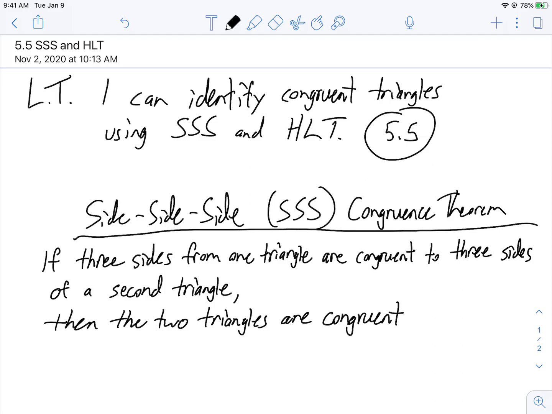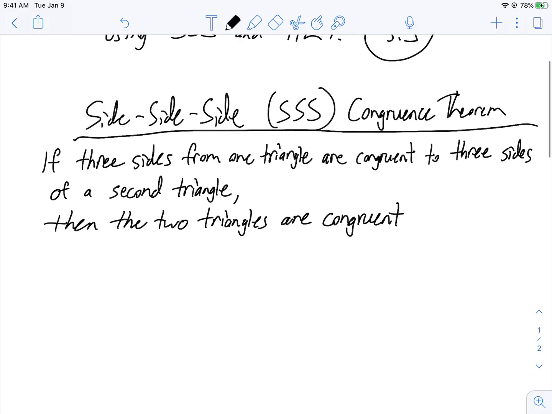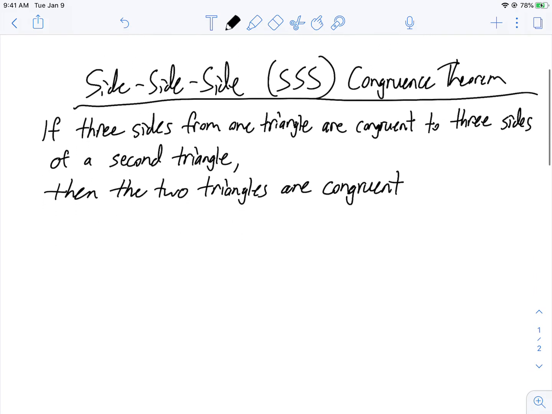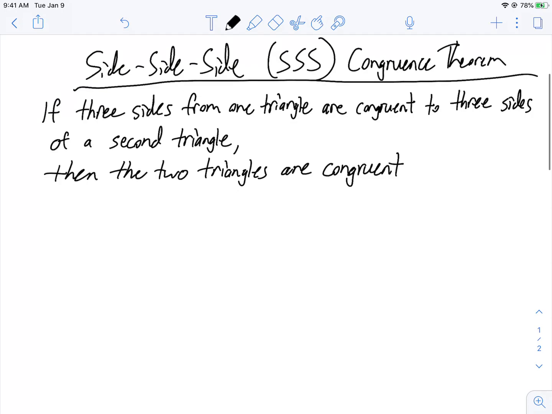So if I can get that all three sides are the same, that means that the entire triangle is the same. That means the three angles are the same as well. So that is the side, side, side congruence theorem. It requires that three sides are congruent to three sides.